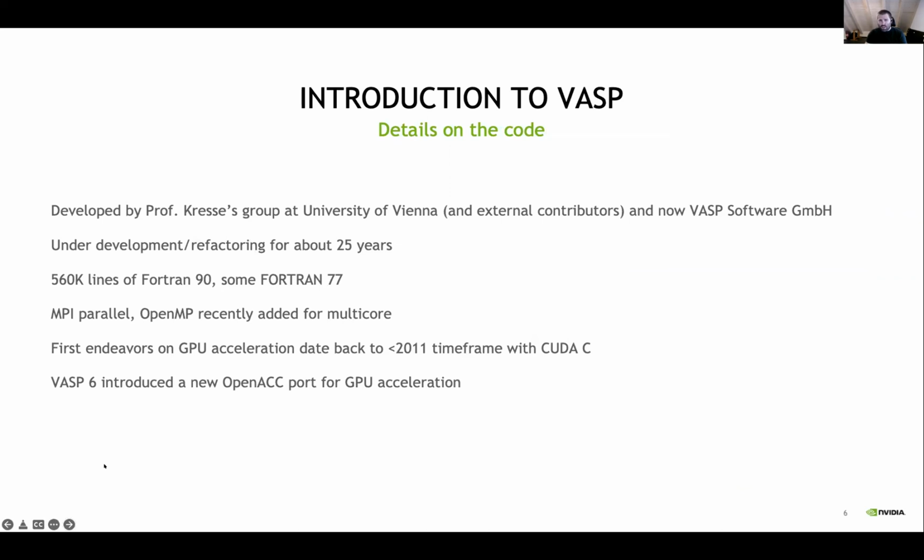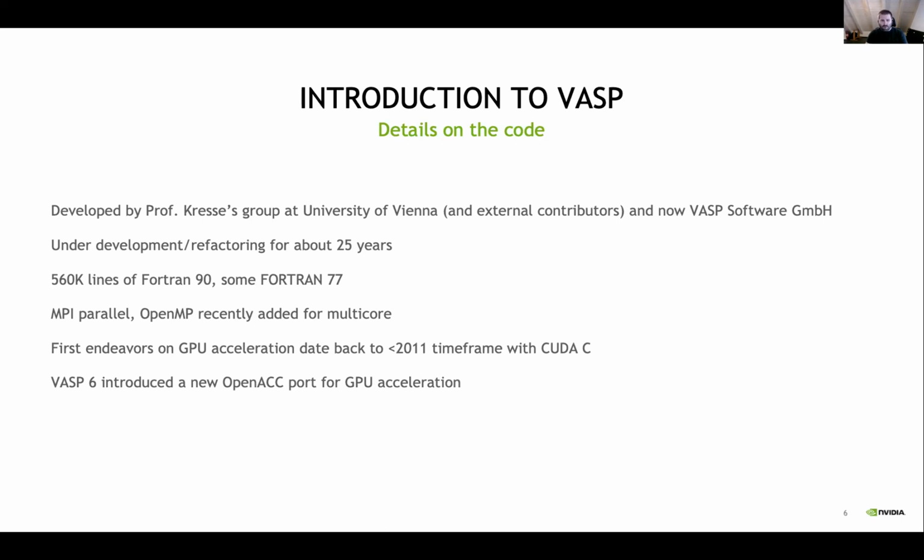Originally, the code was developed by Professor Kresse's group at the University of Vienna. There have been various external contributions. I'm not even trying to list them all. And these days, they've spun out a company called VASP Software GmbH. The code has been around for more than 25 years and keeps being developed and refactored since then. It's more than 500,000 lines of mixed Fortran. So there's some Fortran 77, there's some Fortran 90, and even newer stuff in it, which doesn't make it a lot easier for us to port.